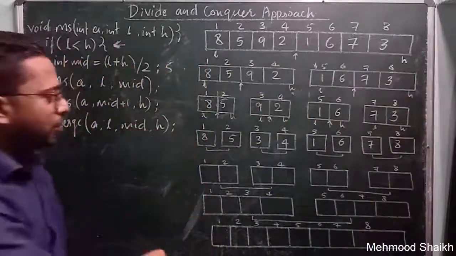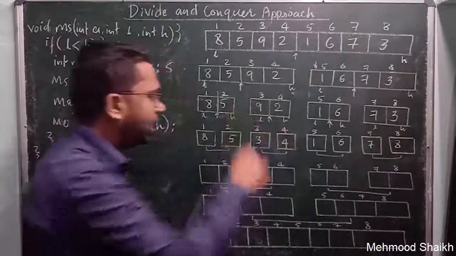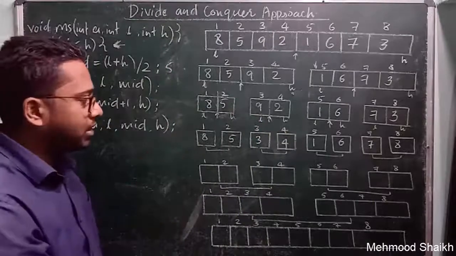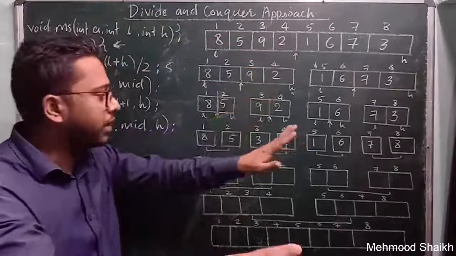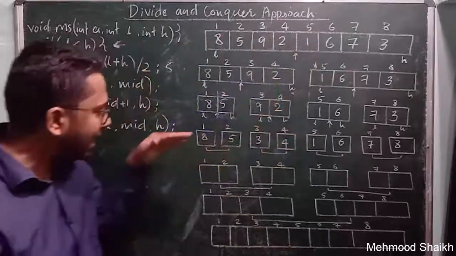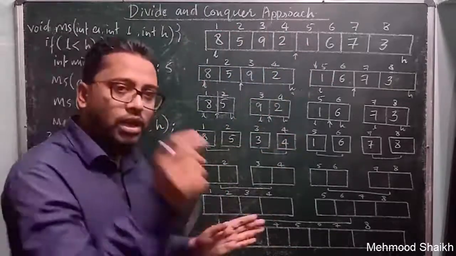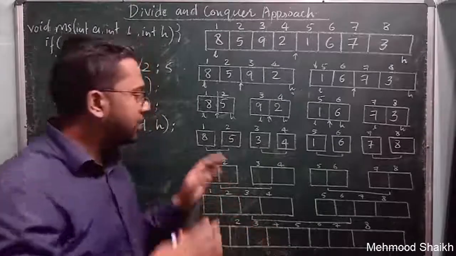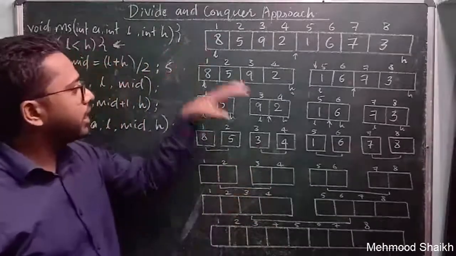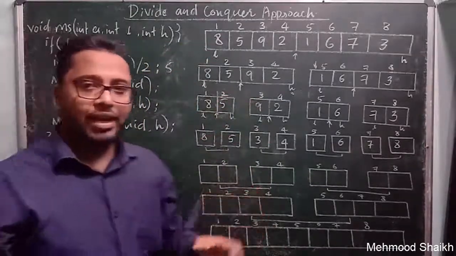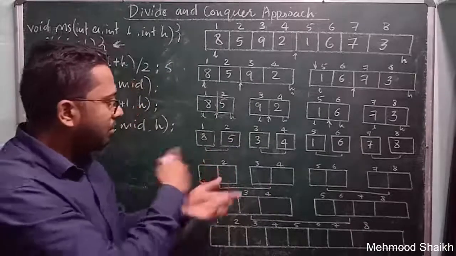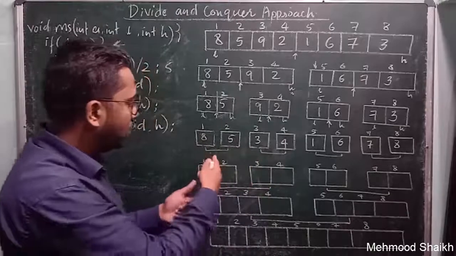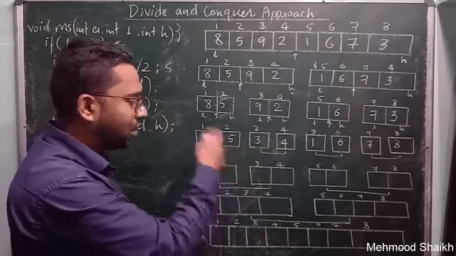Now at this point we have completed the process of dividing. In our divide and conquer approach, we have divided our entire problem down to the level where we have only one element in each subproblem. Next we have to conquer and then combine. How can we make the solution of these problems? We have to compare these subproblems and then make the solution.